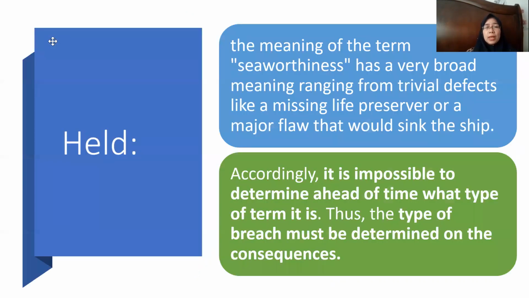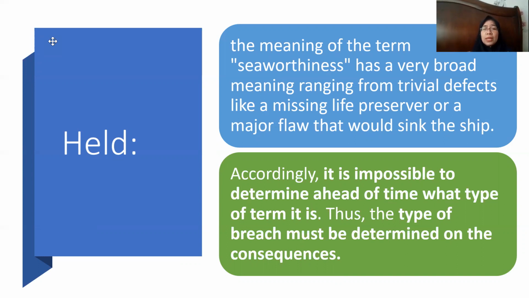Okay, so the court held that, now what's the real issue here? The court needed to ascertain the meaning of seaworthiness here, whether it is a condition or a warranty. The term seaworthiness has a very broad meaning. It ranges from trivial defects, just little defects like a missing life preserver, to a major flaw, major defects that would sink the ship. Accordingly, it is impossible to determine ahead of time what type of term seaworthiness is. Is it a condition? Is it a warranty? Thus the type of breach must be determined on the consequences.